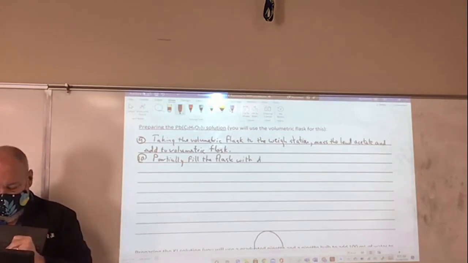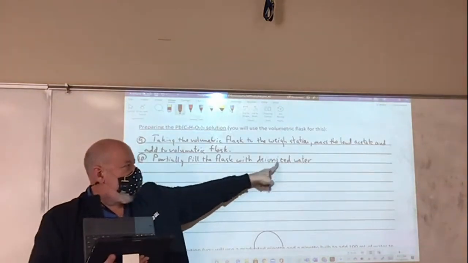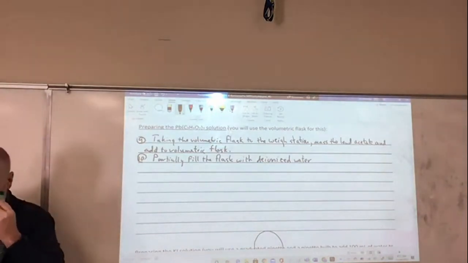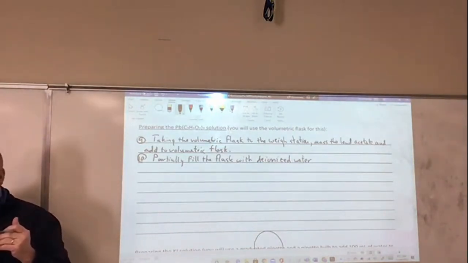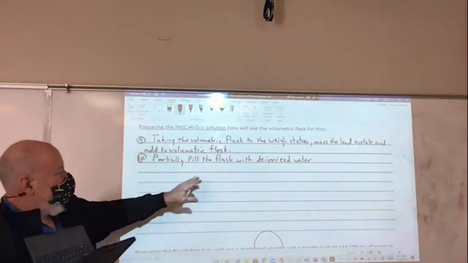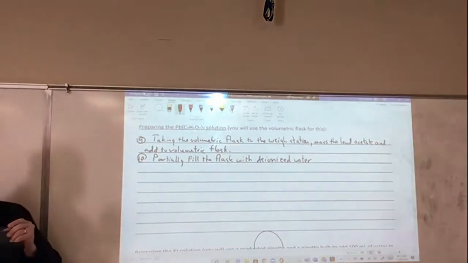So we're going to say here, partially fill the flask with, and we're going to call this deionized water. Deionized water. In other words, we've taken all the ions out of it. Okay, and actually, Sperry has a water deionizer. It's not currently working right now, so I couldn't get deionized water, but we're going to pretend that we use deionized water.